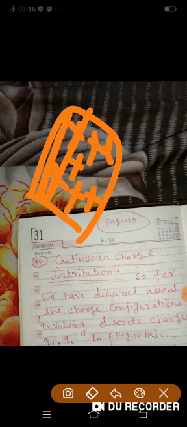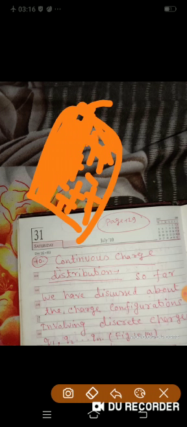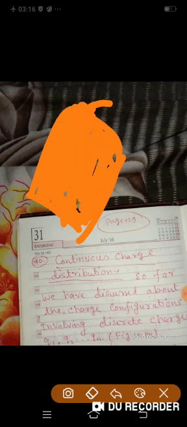Suppose there is a region, and charges, plus or minus, are present everywhere, even at microscopic distances. If no place is free, all this orange color is actually charge, whether plus or minus. I'm going to fill it. So this is almost a continuous charge distribution, and at a point I can calculate the electric field. This is the continuous charge distribution.